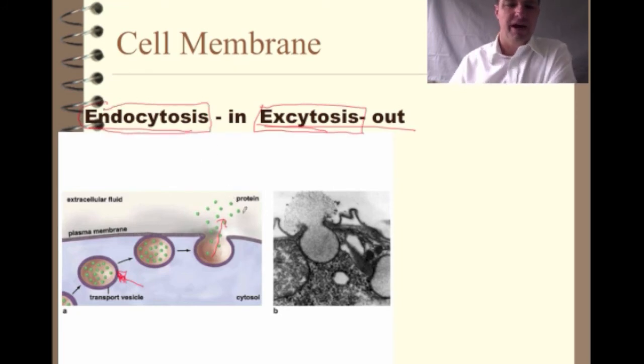So let's say these are bacteria, on the other hand, or whatever it is that you need to get on the inside of the cell. Certain immune cells will take these bacteria, bind to them, and engulf them.